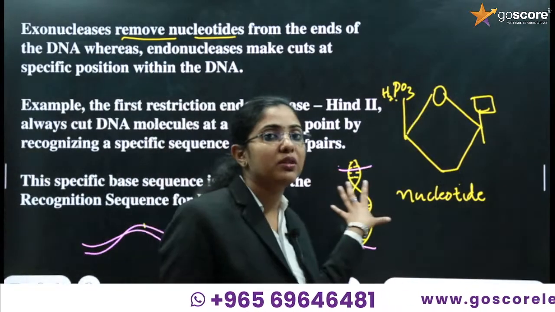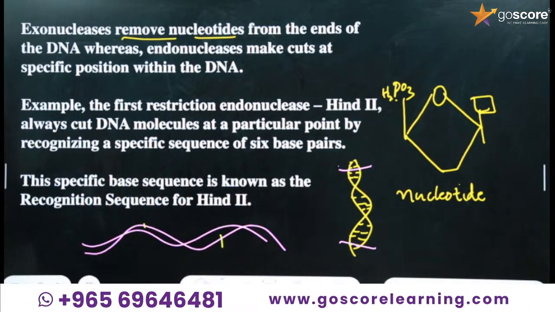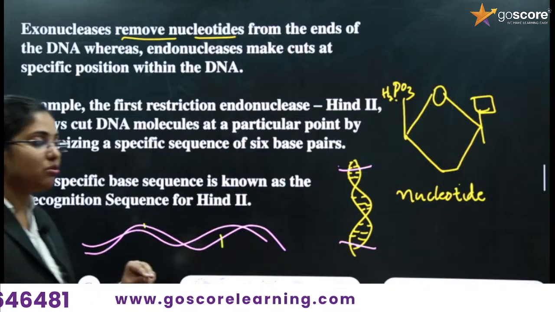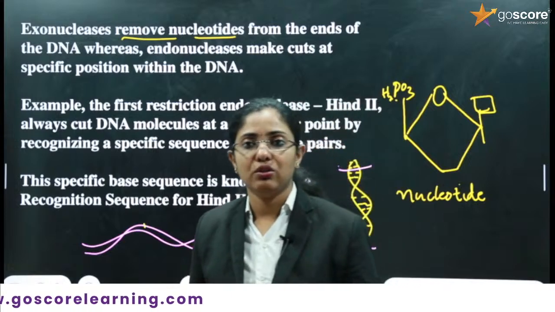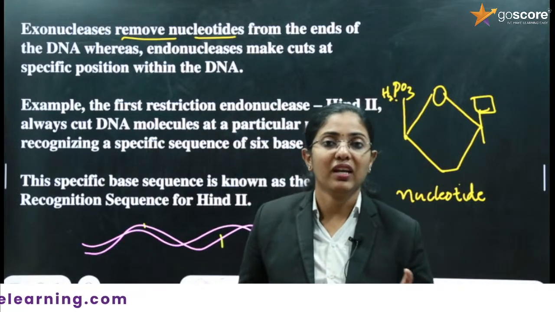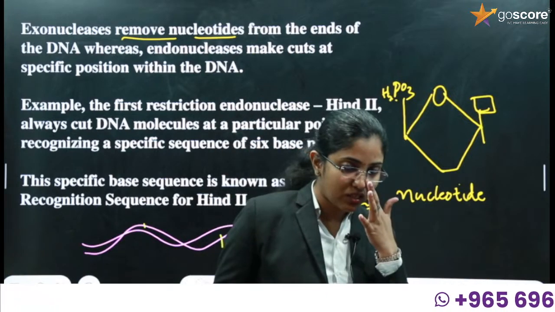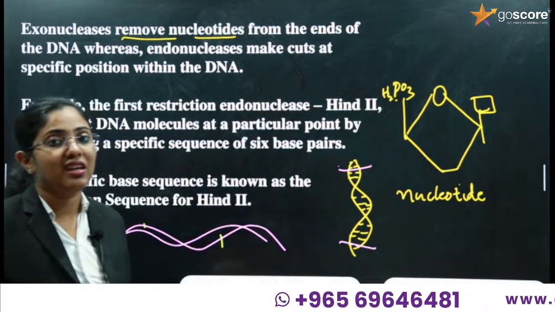Blunt ends are formed in the case of exonuclease, whereas sticky ends are produced in the case of endonucleases. That is the major difference between endonuclease and exonuclease. Dear students, once again I'll repeat. In the case of exonuclease, the resultant DNA will have blunt ends. It does not have sticky ends. Whereas restriction endonucleases will produce sticky ends.